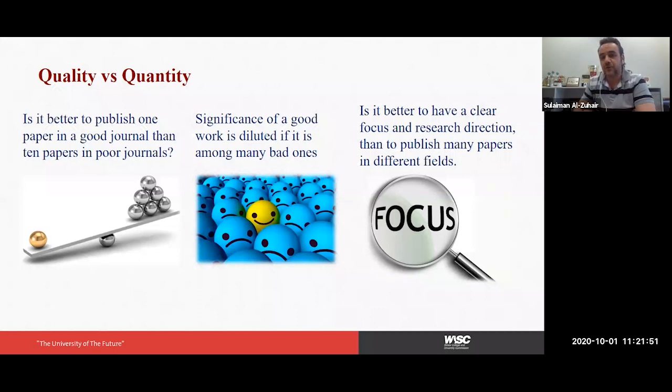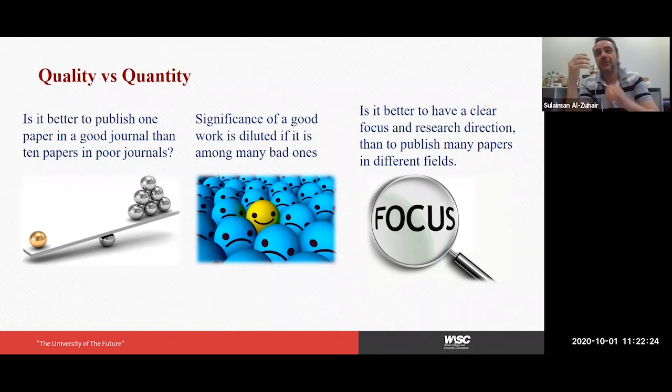The reason is that the significance of a good work is diluted among those bad works. So if you publish only one good work, it will shout as one good work. If you publish the same good work and 9 other bad works, the impact of it will be diluted by the other bad work. In that case, you need to keep your record with only outstanding work published in very reputed journals, and try to avoid publishing in low quality journals.